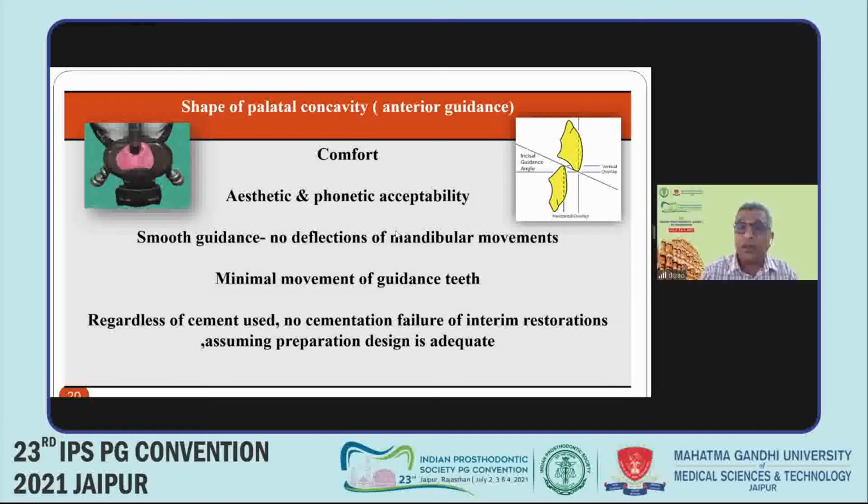So that's how there are no deflections of the mandibular movements. Another biggest factor that needs to be considered in the anterior guidance is that, even if you don't use the cement, no cementation failure should occur. So understanding these posterior and anterior controlling factors, or all these occlusal schemes, why do we need to do this?